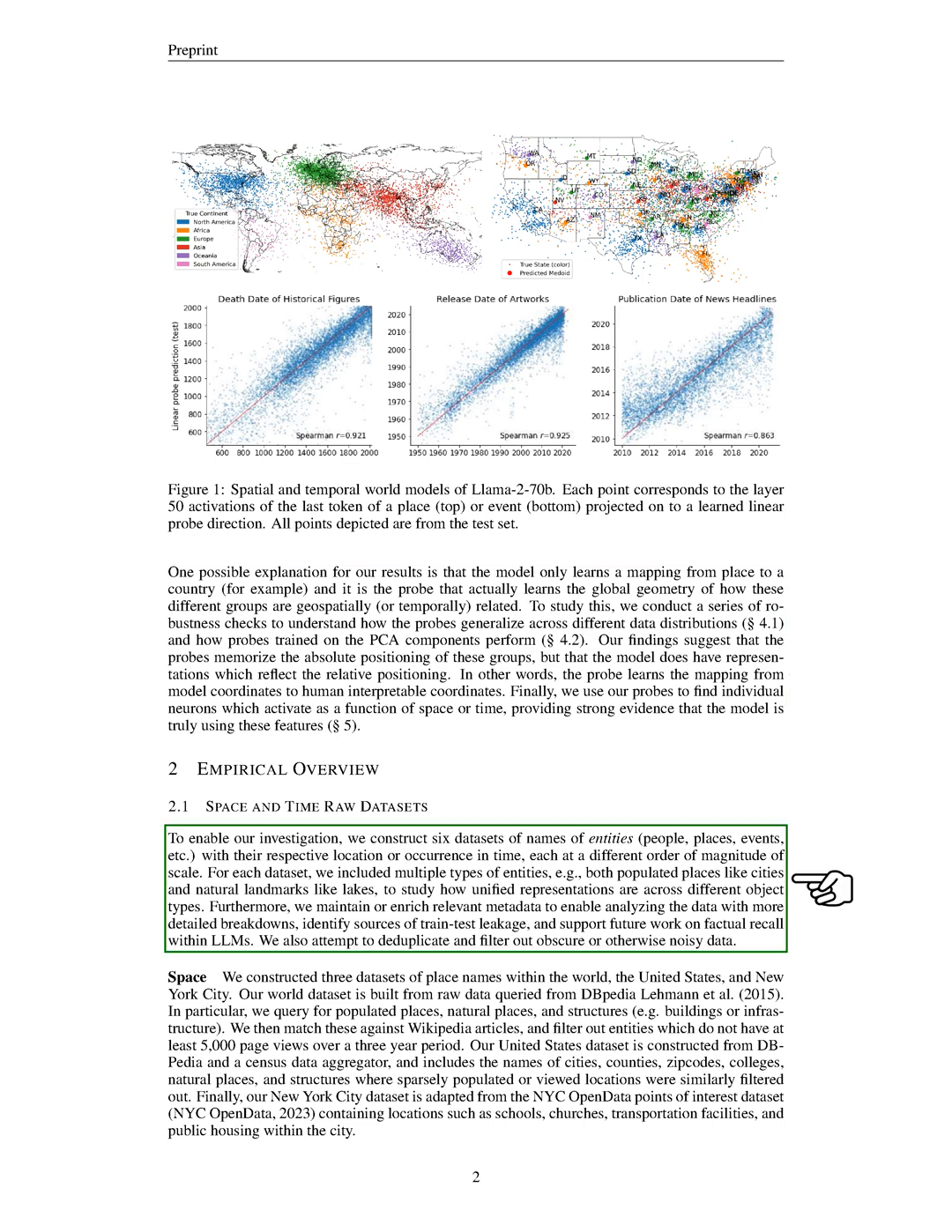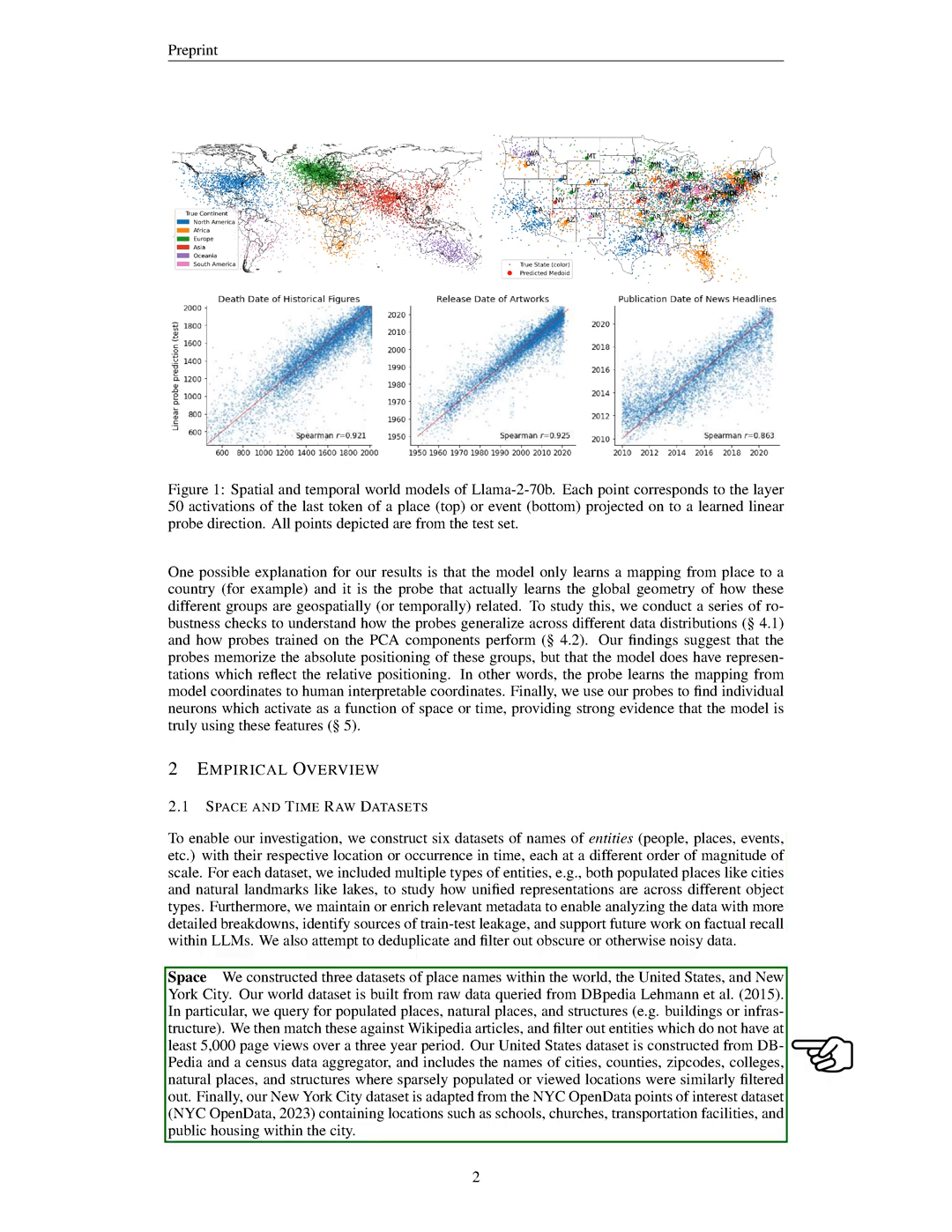To enable our investigation, we constructed 6 datasets of names of entities with their respective location or occurrence in time, each at a different order of magnitude of scale. For each dataset, we included multiple types of entities, such as both populated places like cities and natural landmarks like lakes, to study how unified representations are across different object types. We also maintained or enriched relevant metadata to enable analyzing the data with more detailed breakdowns, identify sources of train test leakage, and support future work on factual recall within LLMs. We also attempted to deduplicate and filter out obscure or otherwise noisy data.